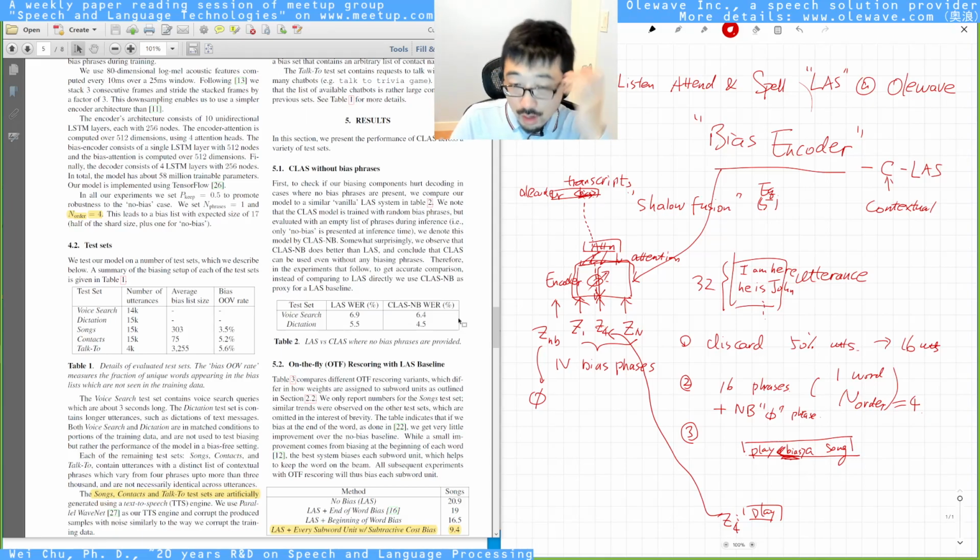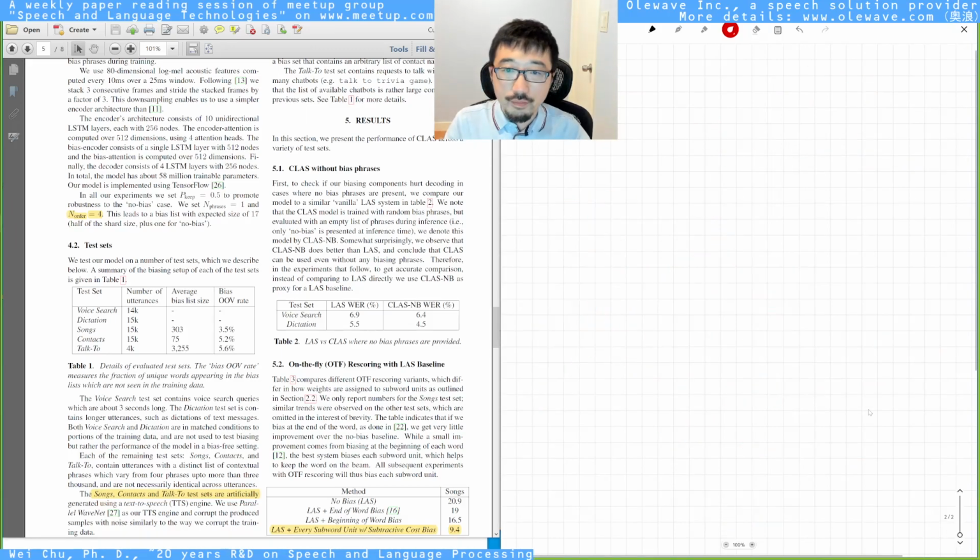So what does that mean? That means this is the original encoder. This is the bias encoder. They have trained, okay. This is still the input raw audio. It's still the raw feature.